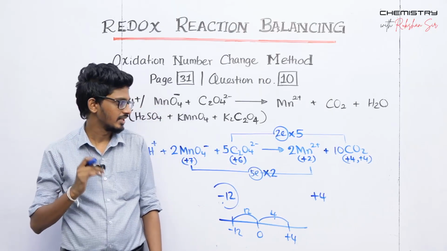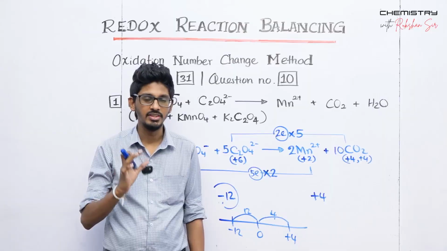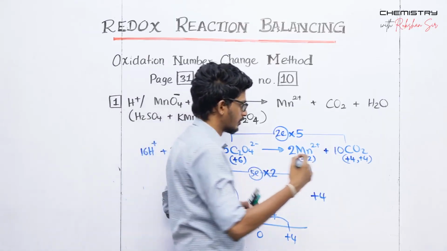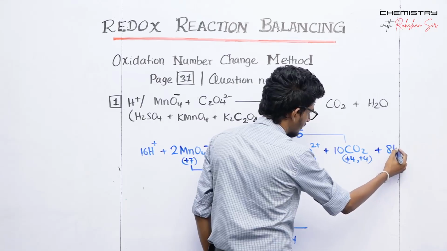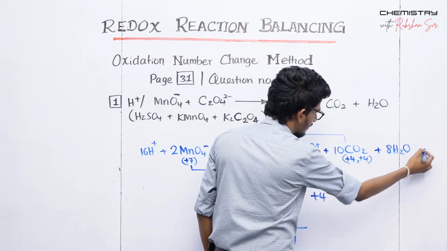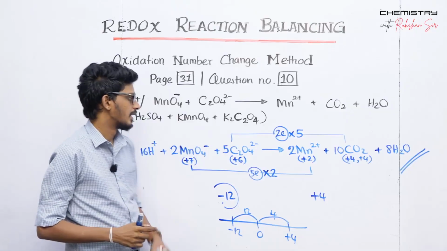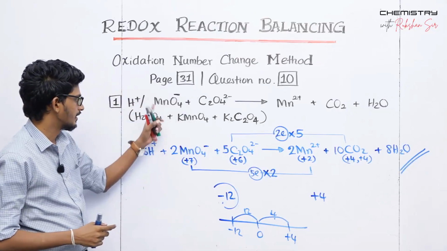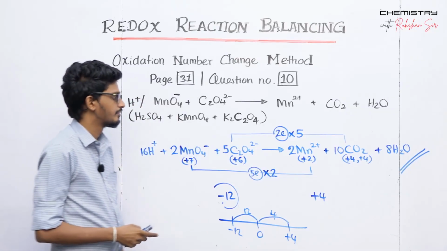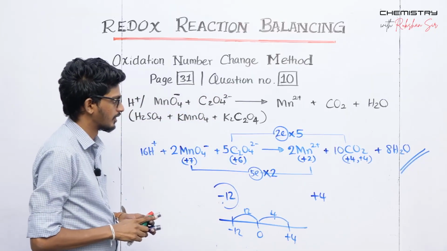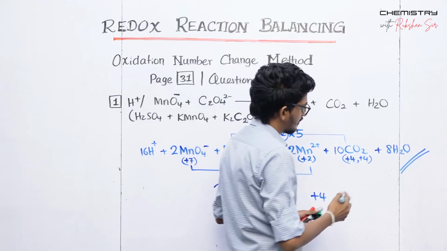8 water molecules, right? So that should be added to the side with the least hydrogens. So that is this side. So 8 water molecules should be added. So that is the answer, right? That is how you are supposed to balance the equation here. And this is referred to as the balanced ionic equation, right?